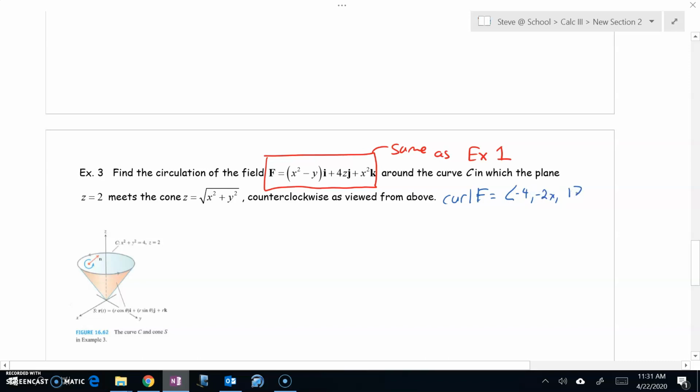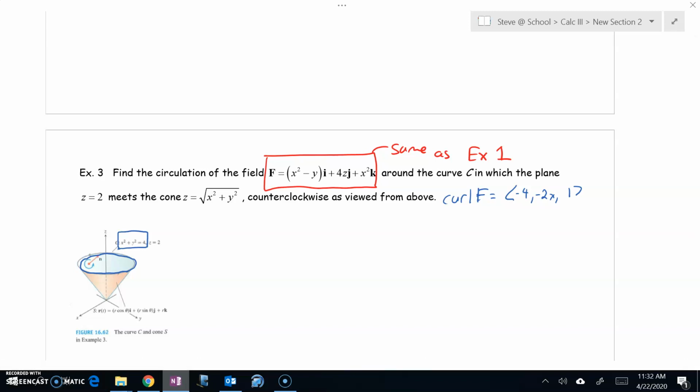Okay. So now let's look at what the shape is and what we're seeing. It's around the curve in which the plane z equals 2 meets the cone, the square root of x squared plus y squared, equals z. So that means C is this circle here, which is the circle x squared plus y squared equals 4. The surface itself actually could be parametrized.